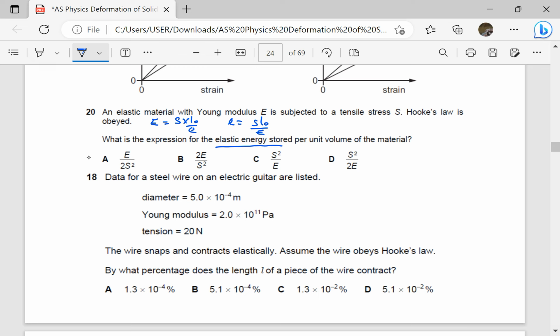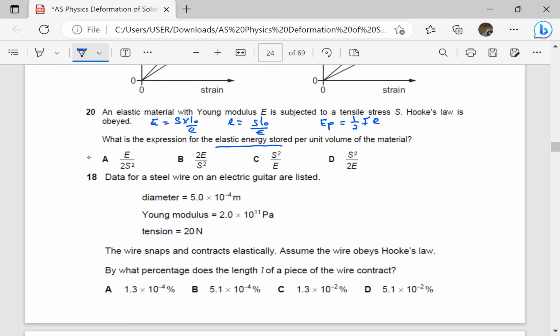But then, remember elastic potential energy is equal to a half times F times extension. The elastic potential energy is a half F times the extension. So I'll remove the extension.